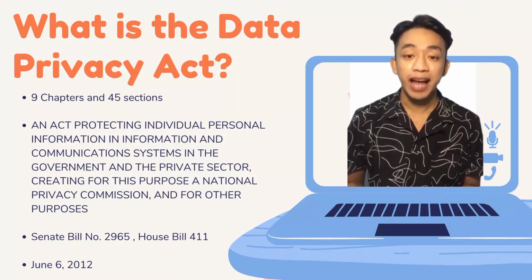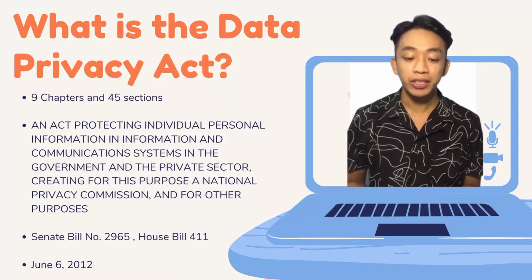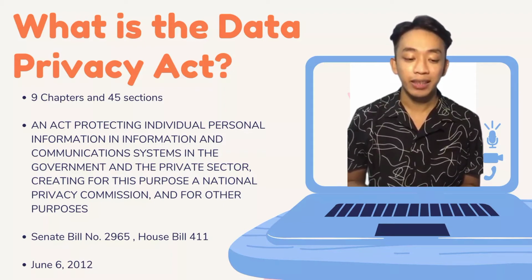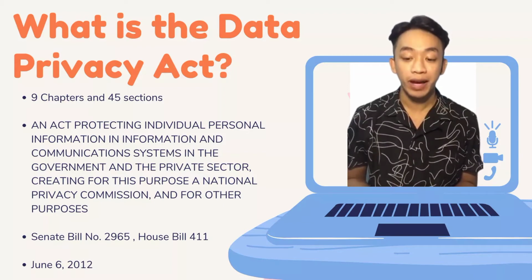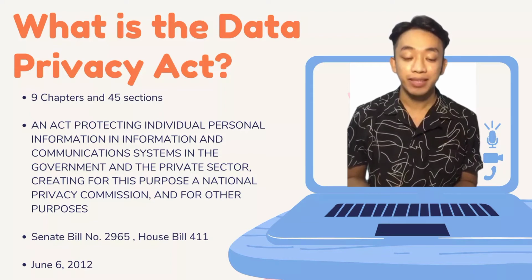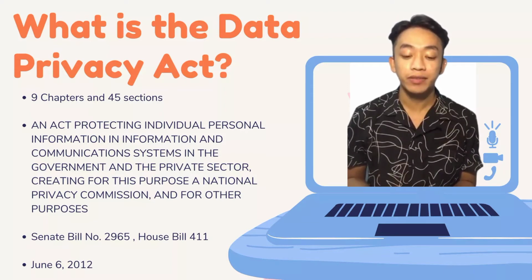The Data Privacy Act specifically states that it is an act protecting individual personal information and communication systems in the government and the private sector, creating for this purpose a National Privacy Commission and for other purposes. This act, which is a consolidation of Senate Bill number 2965 and House Bill number 4115, was finally passed by the Senate and the House of Representatives on June 6, 2012.